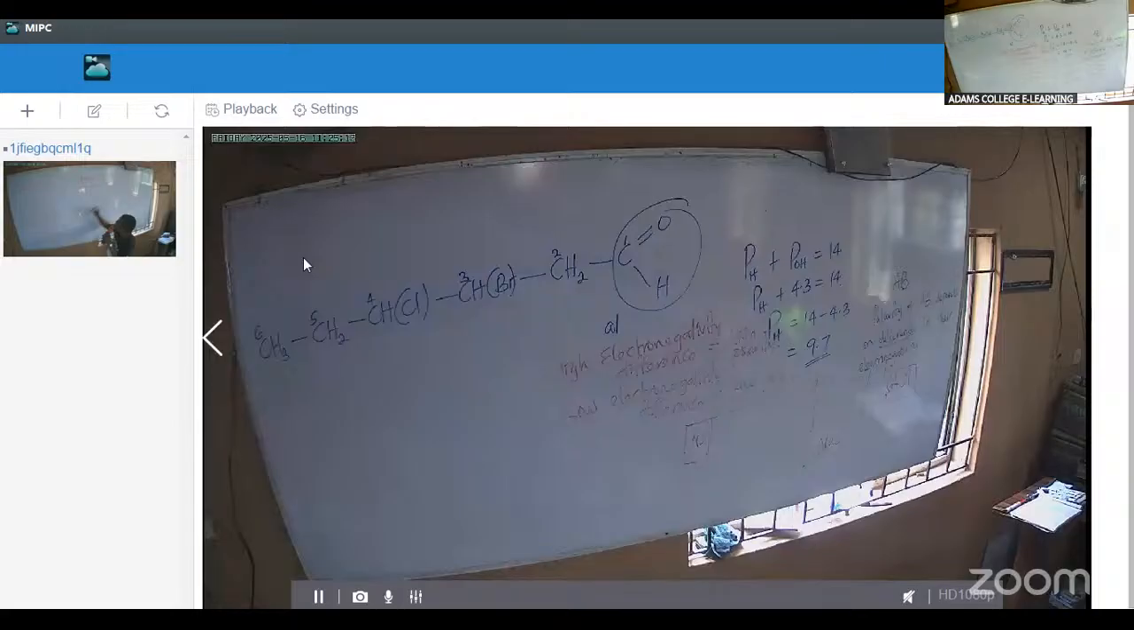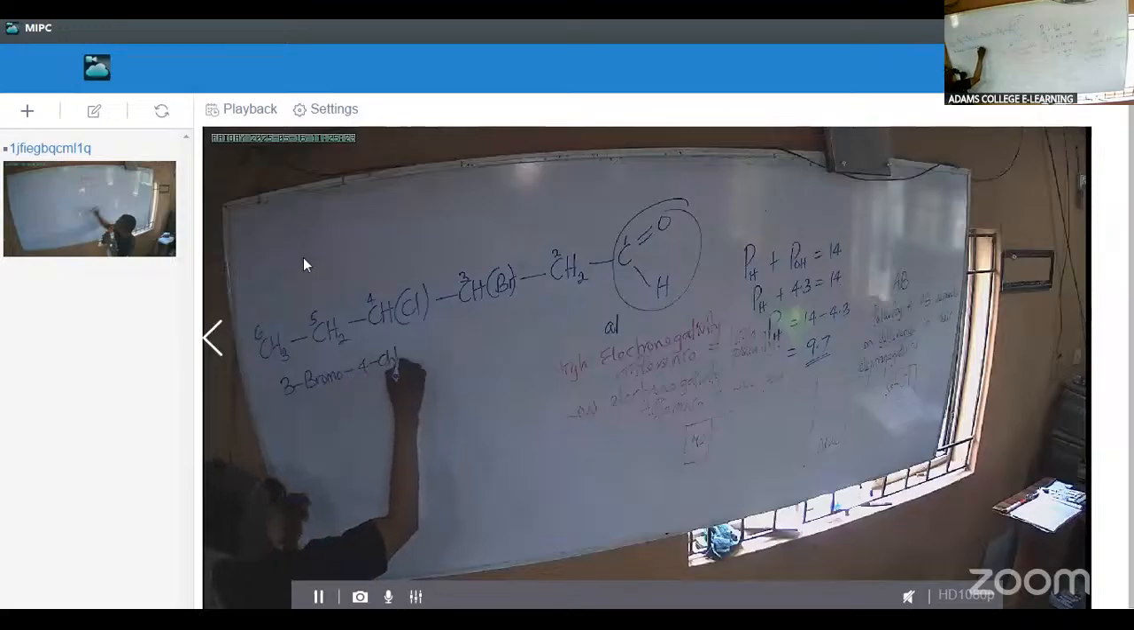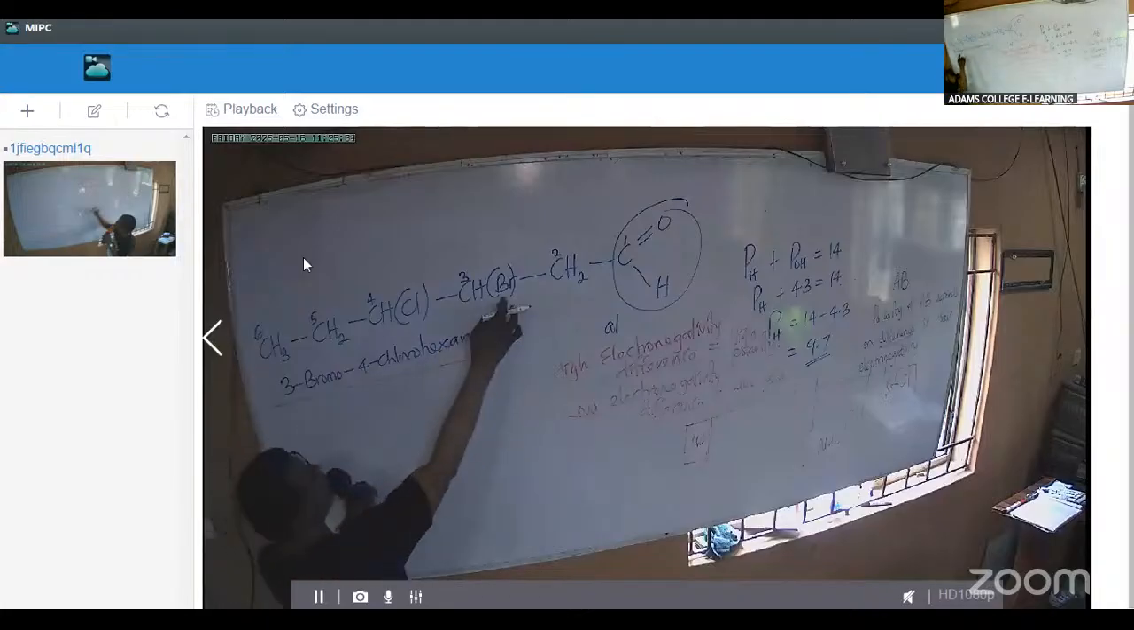So what's the first thing we're going to say? Three bromo, four chloro, hexanal. That's it. This is bromine on carbon three. Three bromo, four chloro, hexanal.